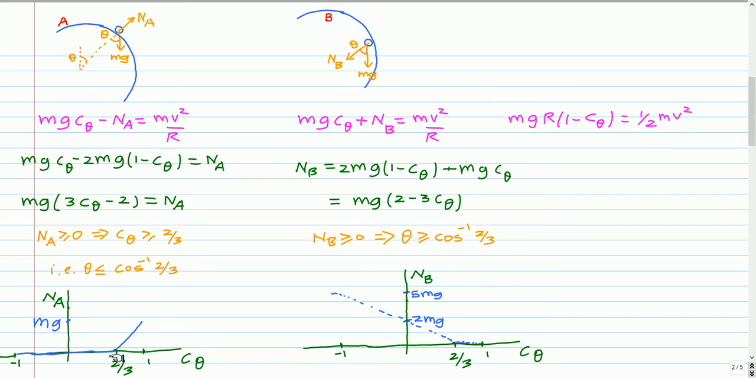So the normal reaction will be 0 for cos theta less than 2/3, and between 2/3 and 1 it will be a straight line relation. For cos theta equal to 1, the value is mg.